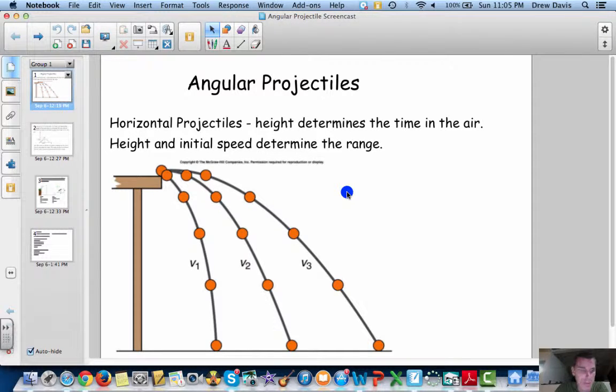Okay, everybody, welcome. It is late Sunday night, the opening day of NFL football season, and it's a good time to talk about angular projectiles.